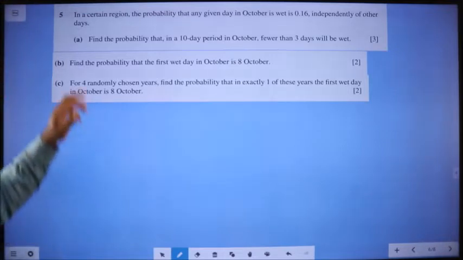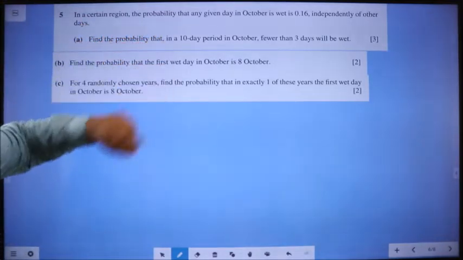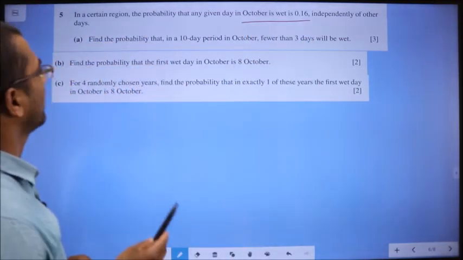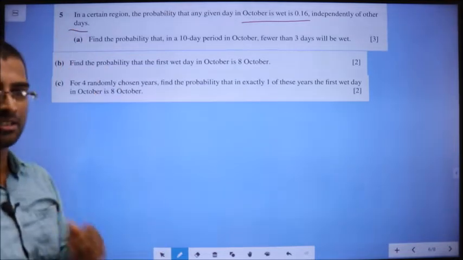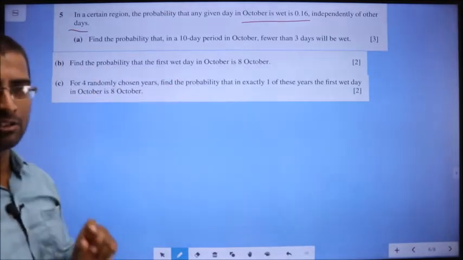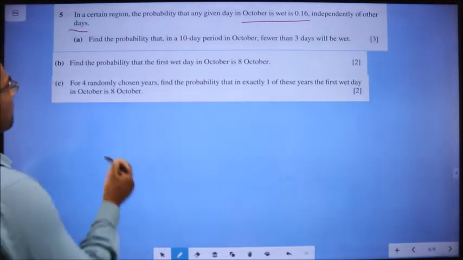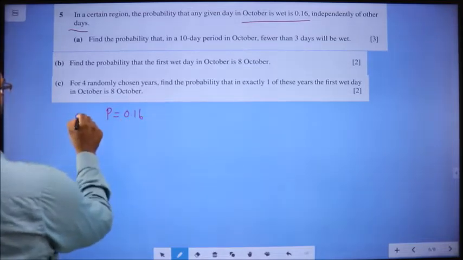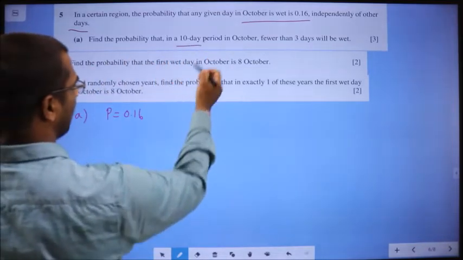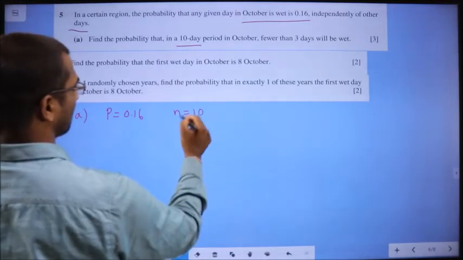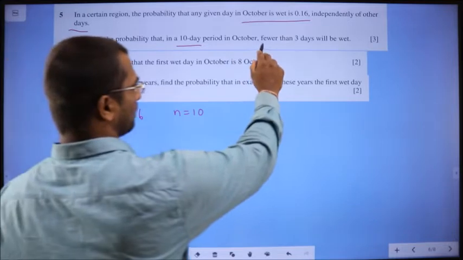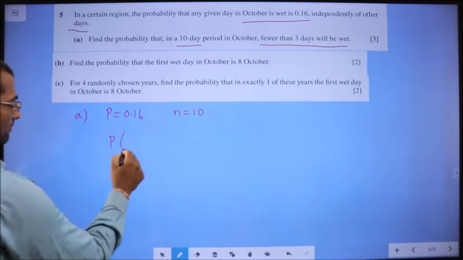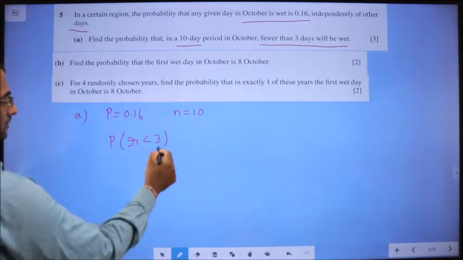Question 5. In a certain region, the probability that any given day in October is wet is 0.16, independently of other days. It's independent, so we use binomial. Probability is 0.16. Find the probability that in a 10-day period in October, fewer than 3 days will be wet. So n is 10, and I need to find P of R less than 3.